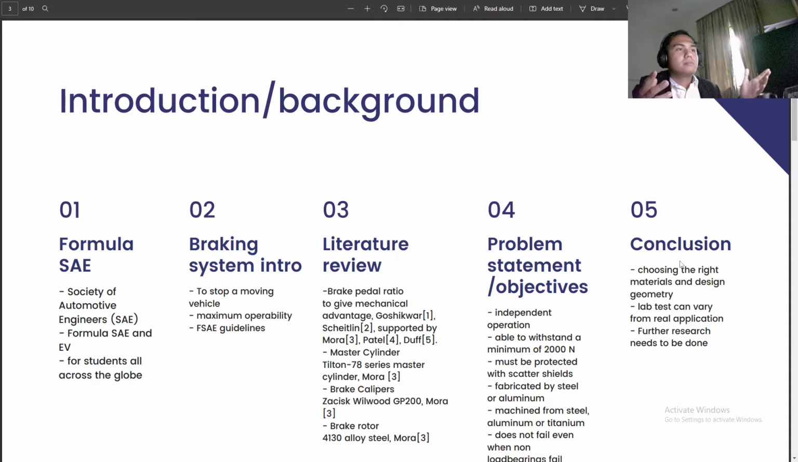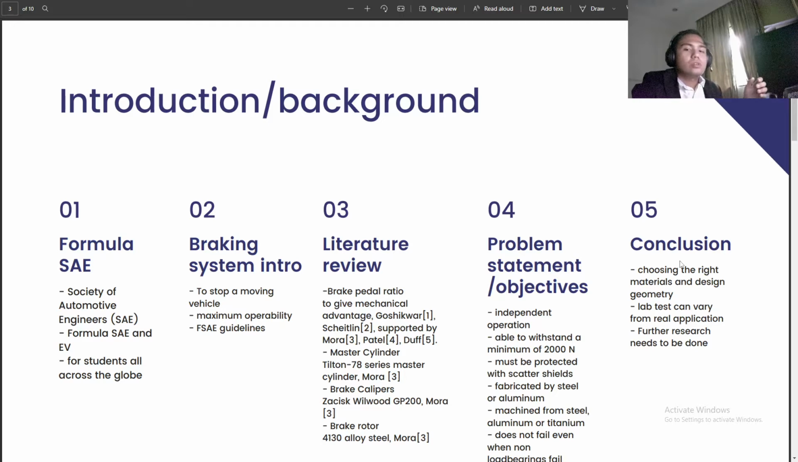The braking system main components must be protected with scatter shields in case of collisions. This is to ensure the safety of the driver and the functionality of the system. The minimum braking force in the rules and regulations is 2,000 Newton, and the brake pedal should be machined from steel, aluminum, or titanium, or fabricated from steel or aluminum. And the braking system must not fail even when the non-load bearing parts are failing. So this should not interfere with the system, even though it has nothing to do with the main component of the system.